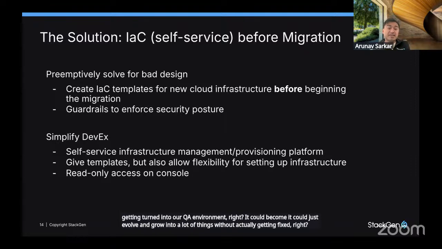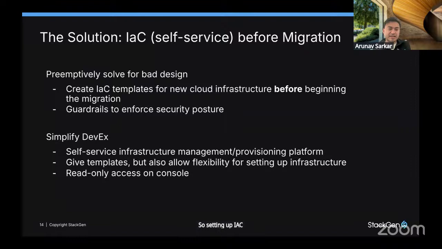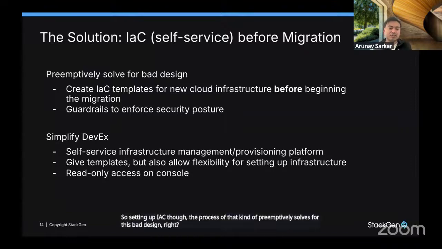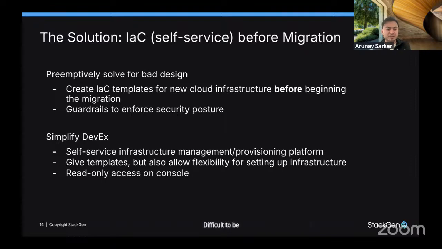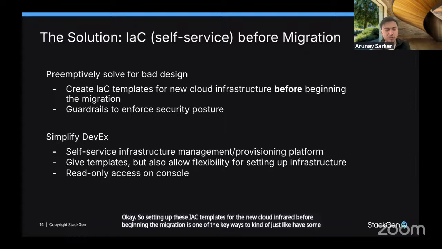So setting up IAC, the process of that kind of preemptively solves for this bad design, right? When we set up IAC, we're going to be a little bit more careful about what configurations it actually loads with, right? It's very difficult to be sloppy when setting up IAC without realizing that you're being sloppy with it, okay? So setting up these IAC templates for the new cloud infra before beginning the migration is one of the key ways to have some sort of control over what's going out there.